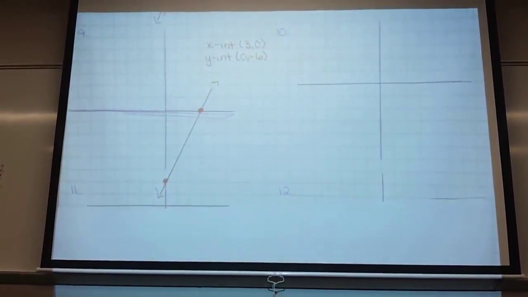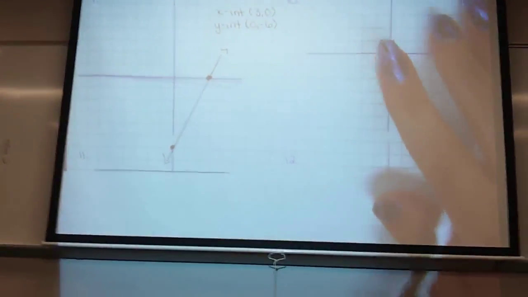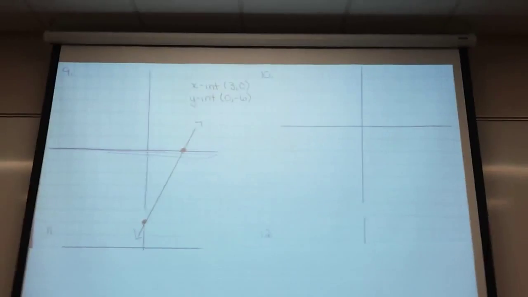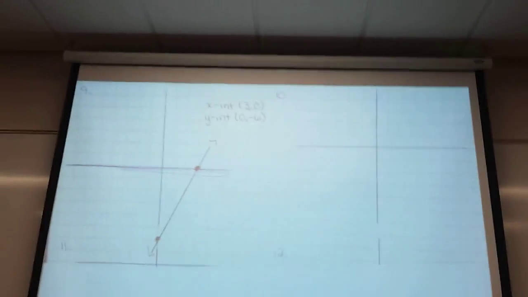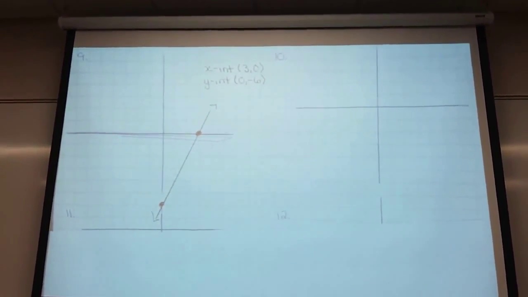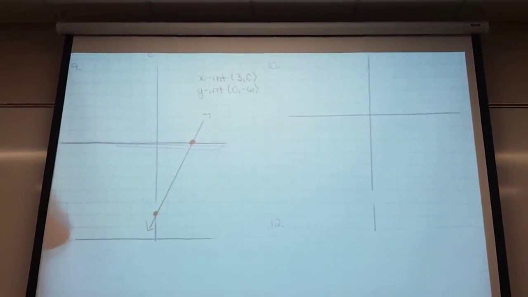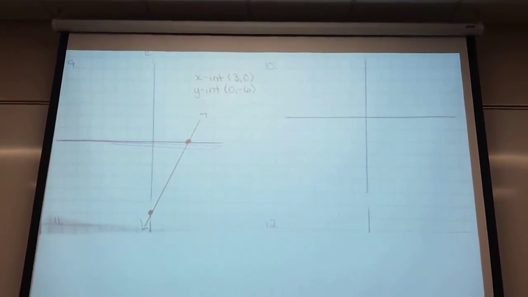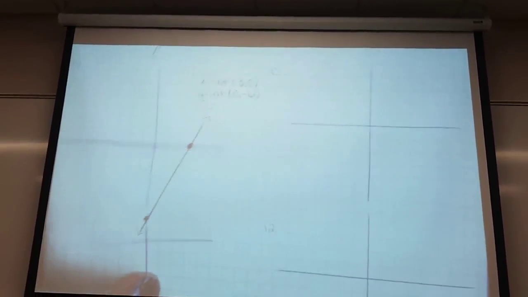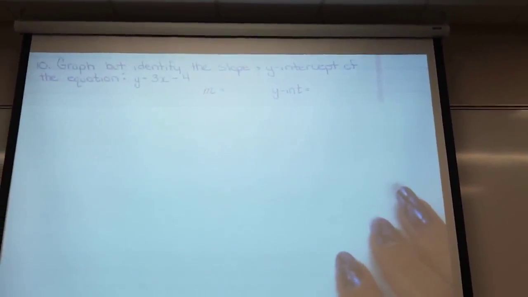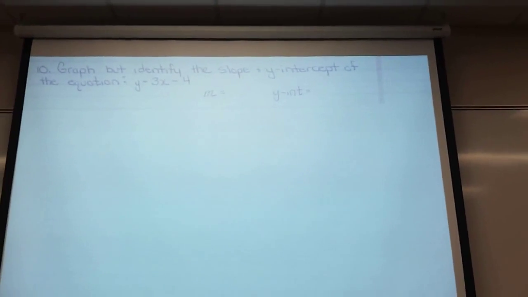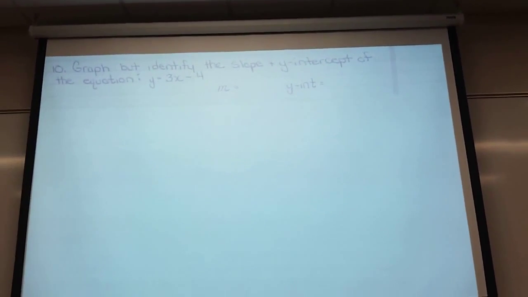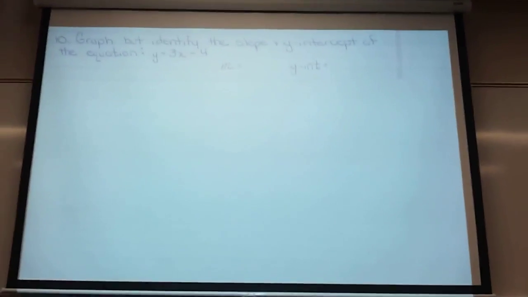Going into the next graph, but you have an idea of what it is. Something like that. You've got your 2 points. Okay. We have 5 left. Number 10. Now, this is what we were working on yesterday, but all of you were here, so that's a good thing. So you want to write down the directions so you know what it would look like. Graph, but identify the slope and y-intercept of the equation.